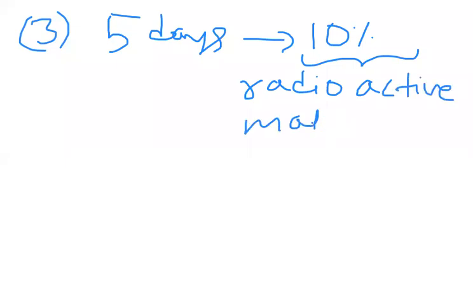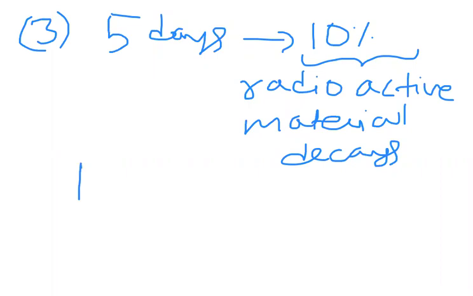They are telling that in 5 days, for every 5 days, 10% of the radioactive substance is decaying. So now this is the given question, and they are telling us to find how much it decays. That means the percentage of original material left. How much material is left?